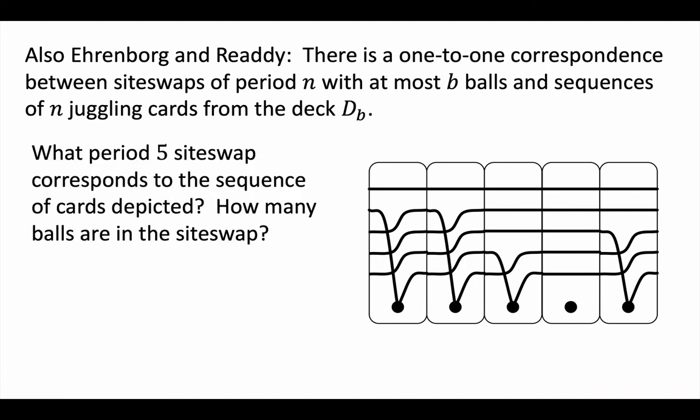So let's ask this question. What period 5 siteswap corresponds to this sequence of juggling cards? And how many balls are we juggling? Recreating the siteswap is pretty straightforward. All we have to do is start at a vertex, figure out how long that ball's in the air. This one in particular is in the air for 2 beats, so the first throw is a throw of height 2.